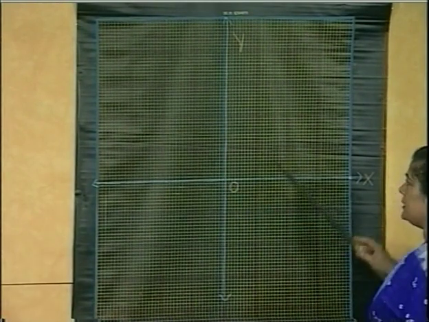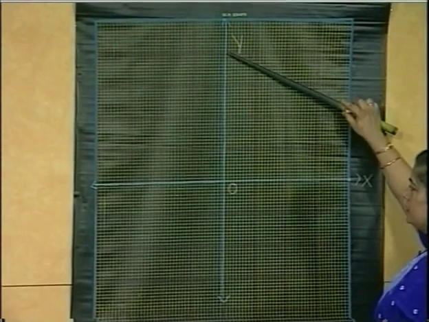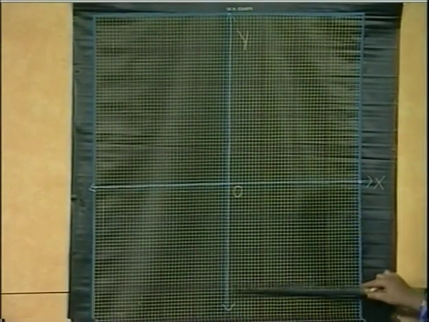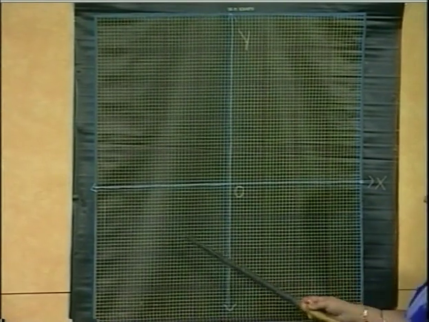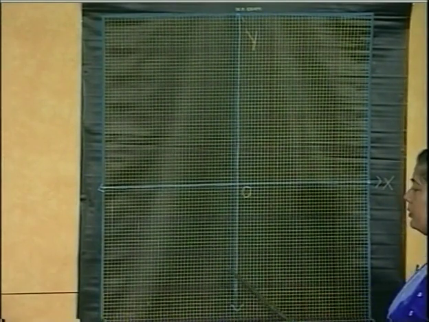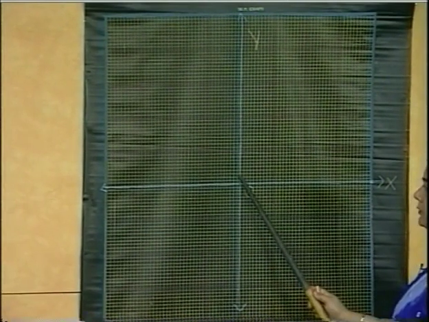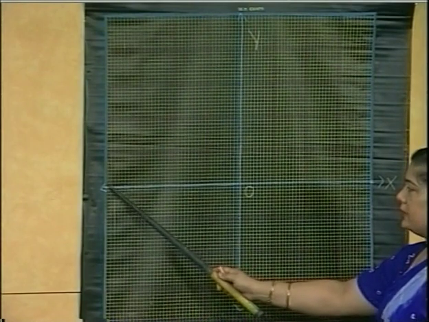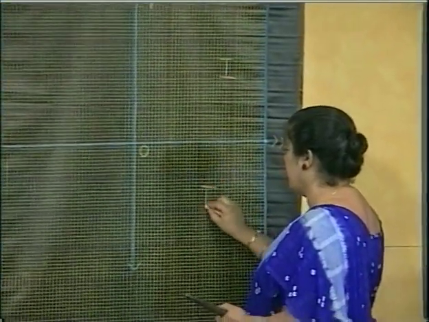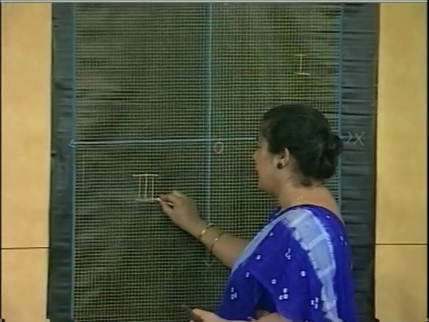In quadrant 1, the values of x are positive and the values of y are positive. In quadrant 2, the values of x are positive but the values of y are negative. In quadrant 3, both the values are negative for x and for y. In quadrant 4, values of y are positive but the values of x are negative. So this is quadrant 1, quadrant 2, quadrant 3 and quadrant 4.